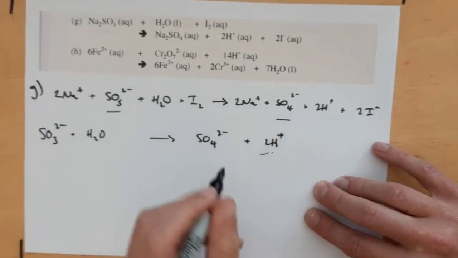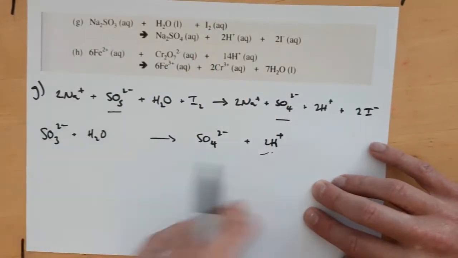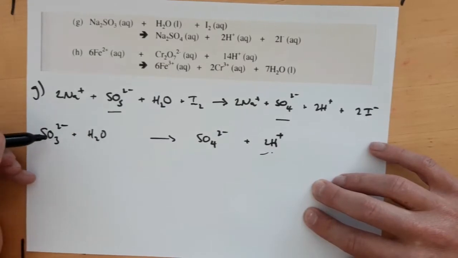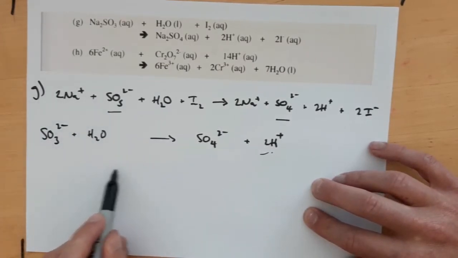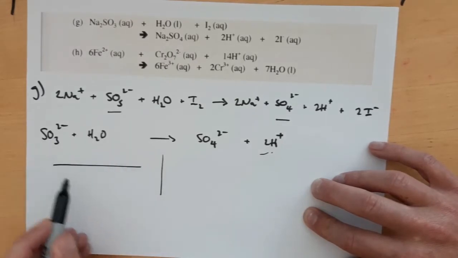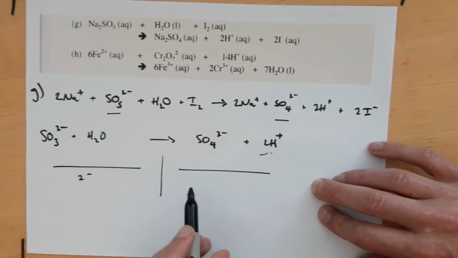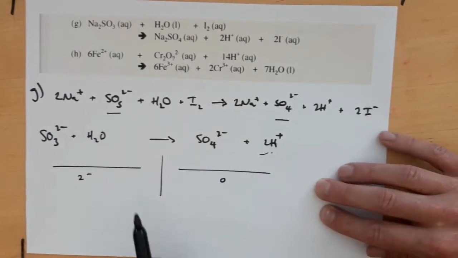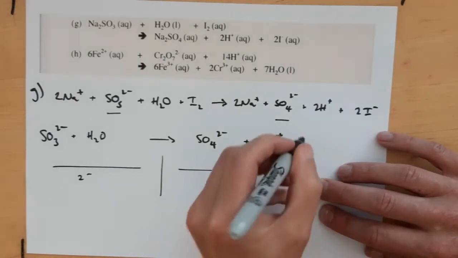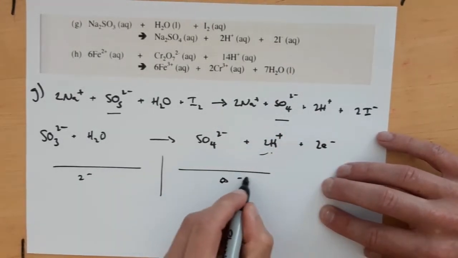We'll do this in a bit more detail later on, but let's just go through this. So what do we have? On this side of the equation, let's do a line here, this side is currently 2 negative, and this side is 2 negative plus 2 positive, so therefore it's neutral. So we need to get this side of the equation down to 2 negative, like so. And now that's 2 negative.